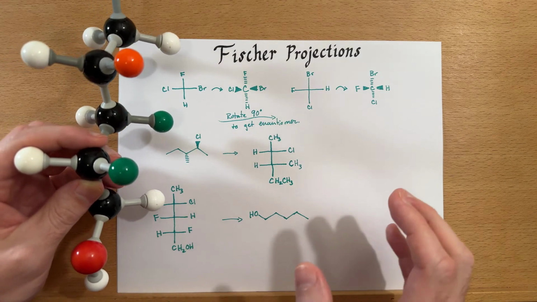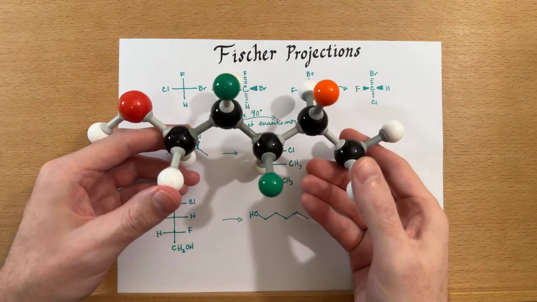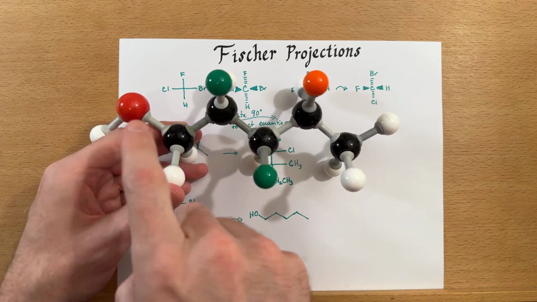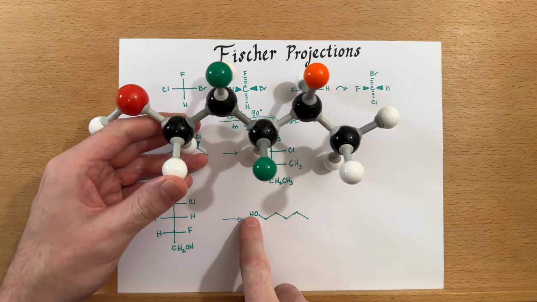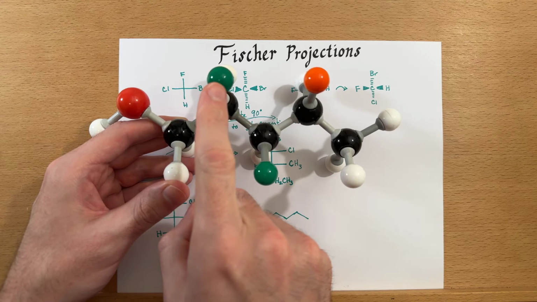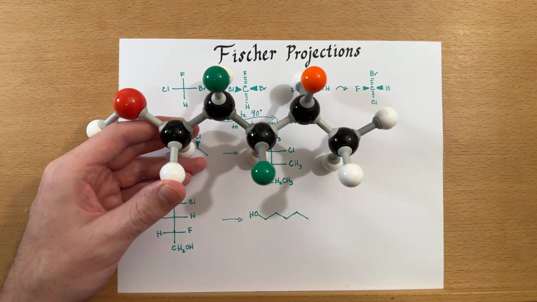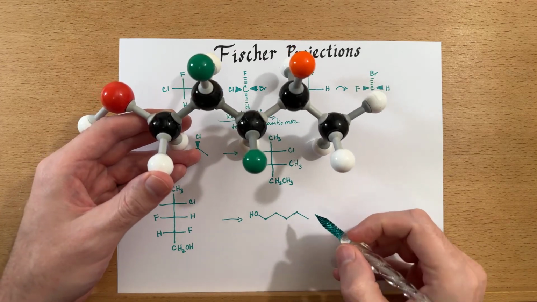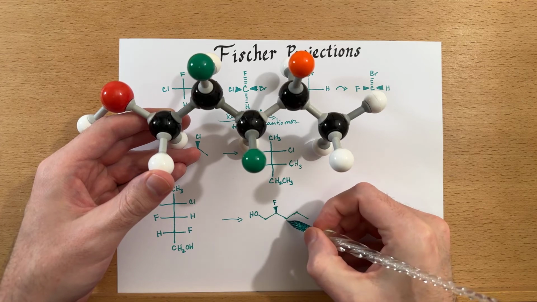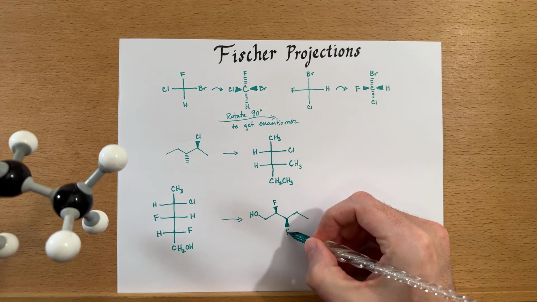Now I can draw my wedge and dash notation. So I will reorient this, kind of looking at it from the side so that I can get my wedge and dash. The alcohol is over here, right there. And you will notice that I've got the fluorine coming towards me, this fluorine coming towards me, and that chlorine coming towards me. So they're all coming towards me. So they all get wedges.